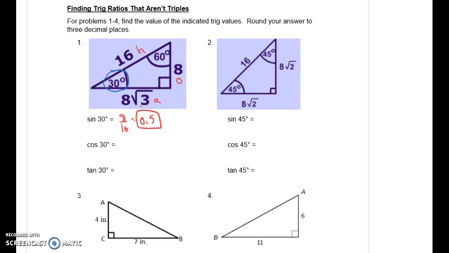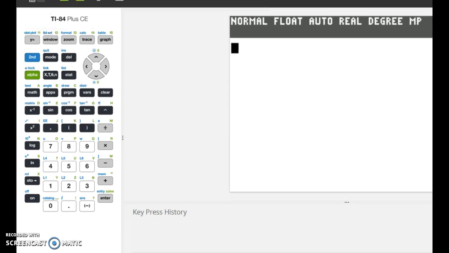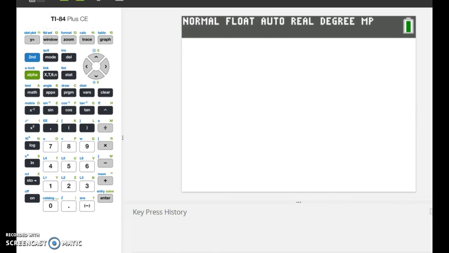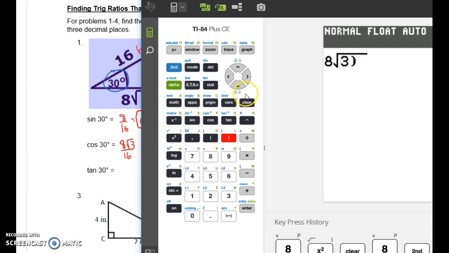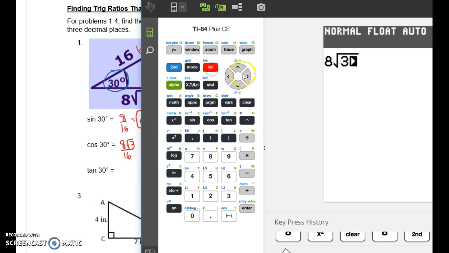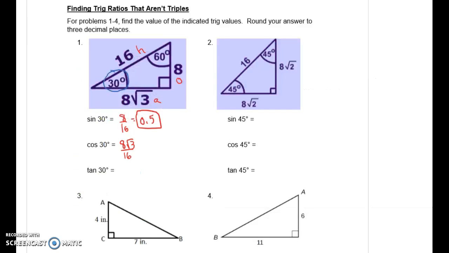The cosine is the adjacent over hypotenuse, so it's going to be 8 times the square root of 3 divided by 16. I don't know what that is very quickly, like I did 8 over 16, so I'm going to use my calculator to go ahead and calculate that value. So we have 8 square root of, helps if I press it right, 8 square root of 3 and divided by 16. And so that's going to give us 0.866.